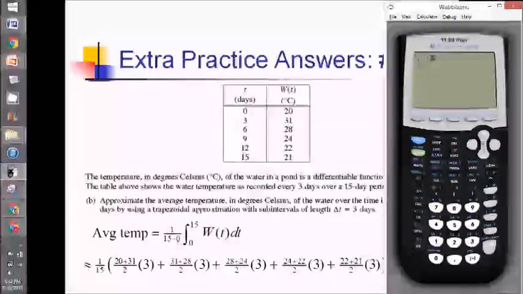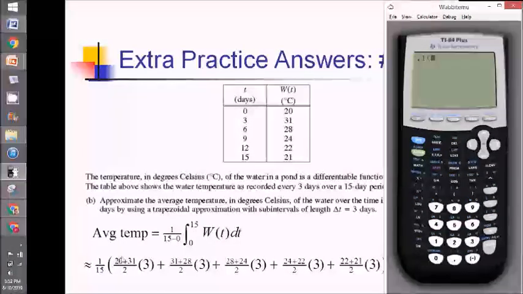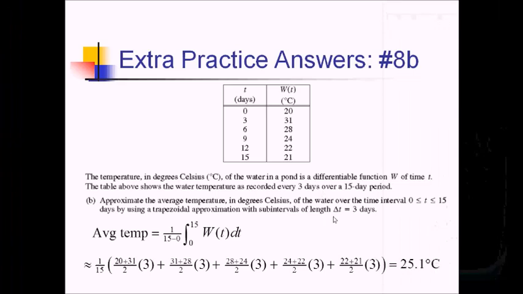And now that I've pulled out the 3 and the 2, I can just add all these things together. So I'll just do this off camera. I basically did 0.1 times all of these numerators added together. And pressing enter, I get 25.1. And again, that is degrees Celsius.